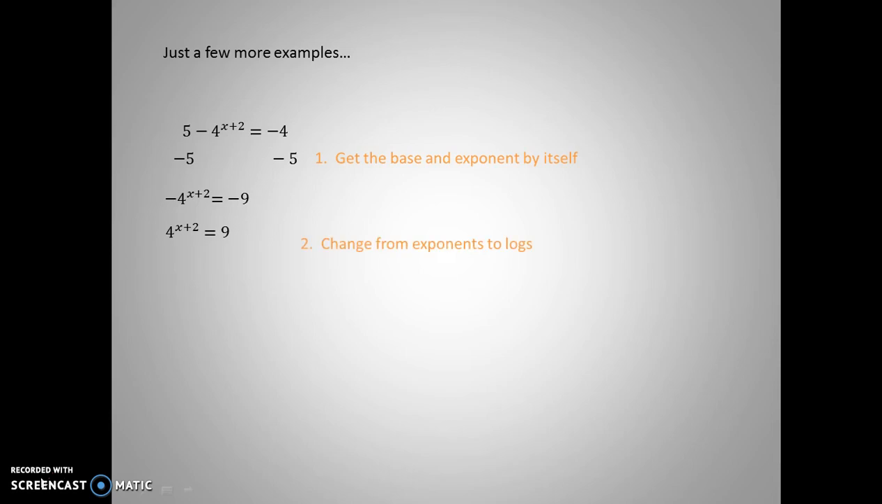Now that it's by itself, so now I'm going to change it to logs. Base stays the base, the other two things switch sides. I'm going to put log base 4 of 9 in my calculator and get 1.58. And then finally, this is a one-step equation, so I'm going to subtract 2 from both sides, and I end up with x equals negative 0.42, 42 hundredths.